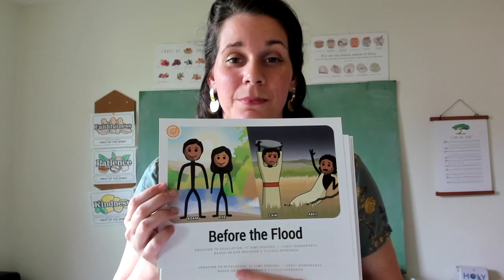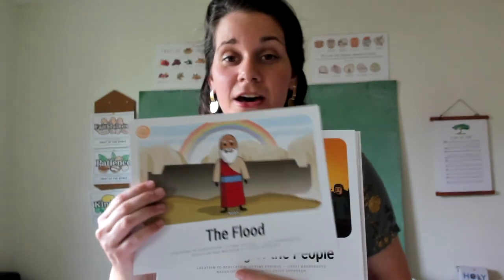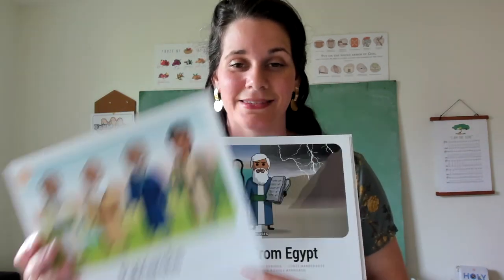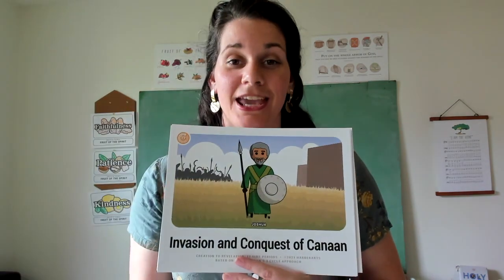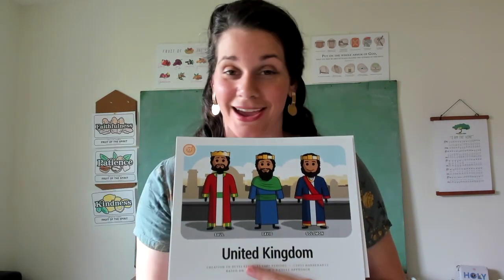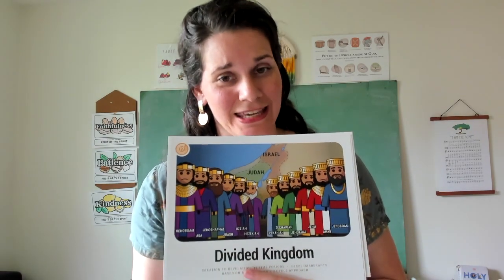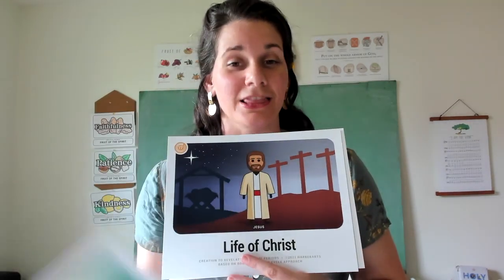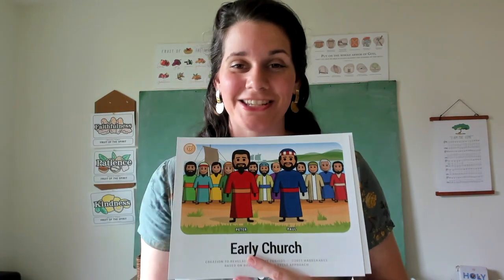The first time period, before the flood. The flood. Scattering of the people. Patriarchs. Exodus from Egypt. Wandering in the wilderness. Invasion and conquest of Canaan. Judges. United kingdom. Divided kingdom. Judah alone. Captivity. Return from captivity. Years of silence. Life of Christ. Early church. And letters to the Christians.